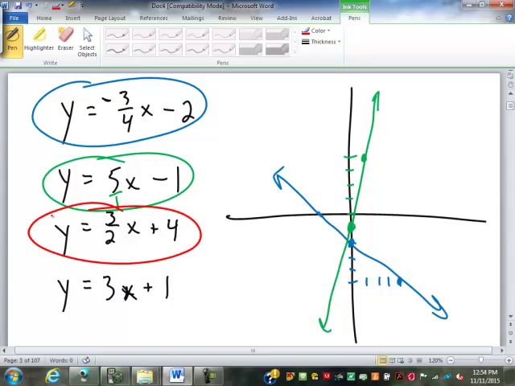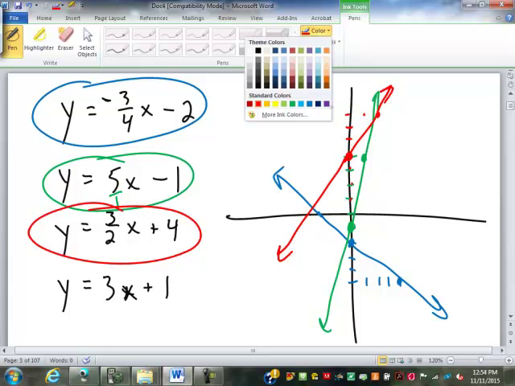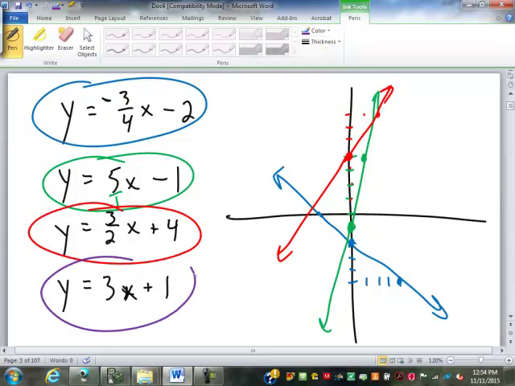The third one, where do we start? Positive 4, and from there we go up 3/2. Like that. And finally, the fourth one. Where do we start? Positive 1, and we go from there up 3/1.